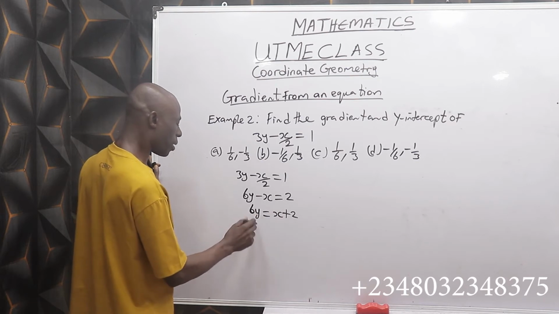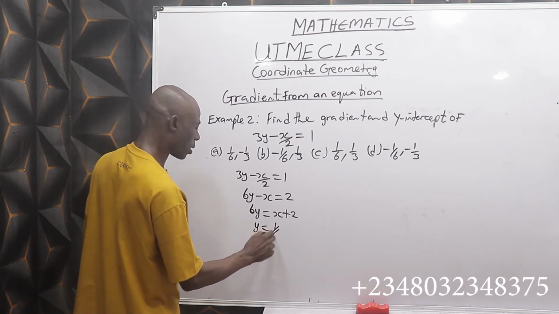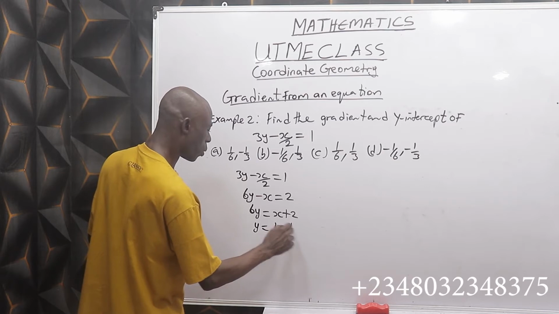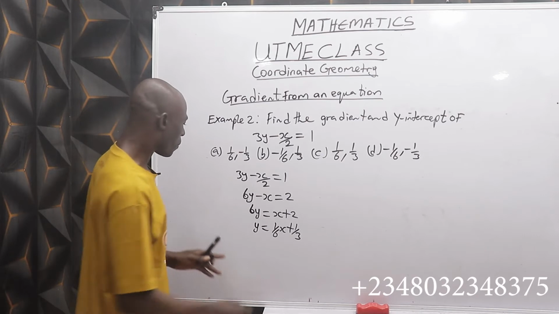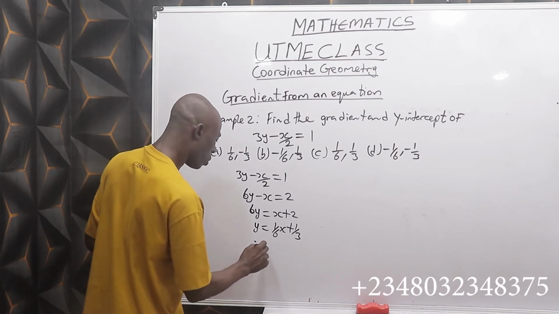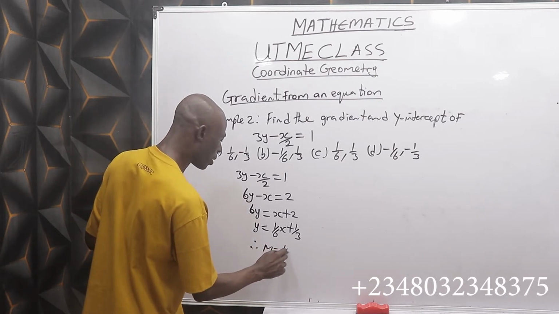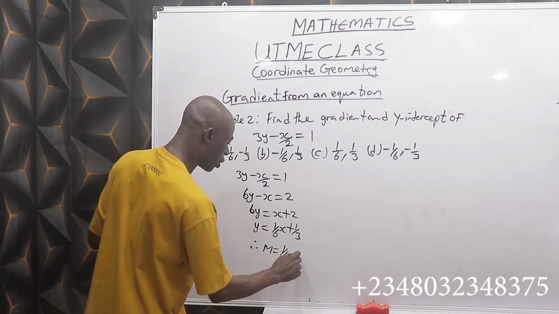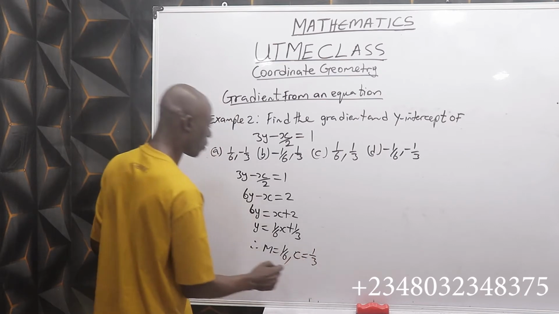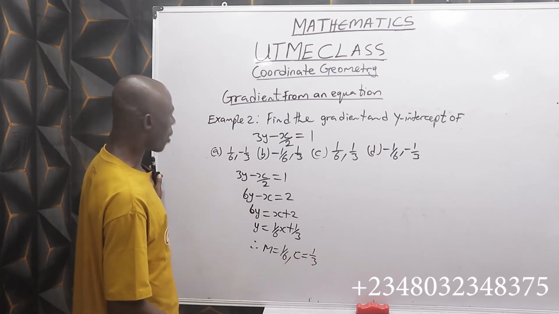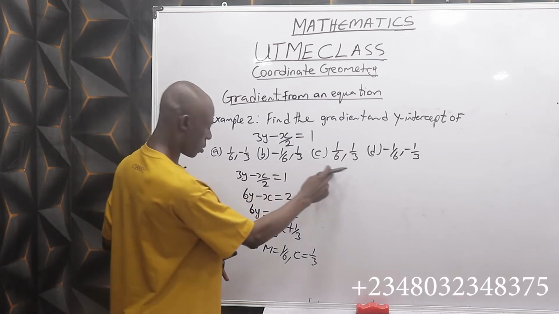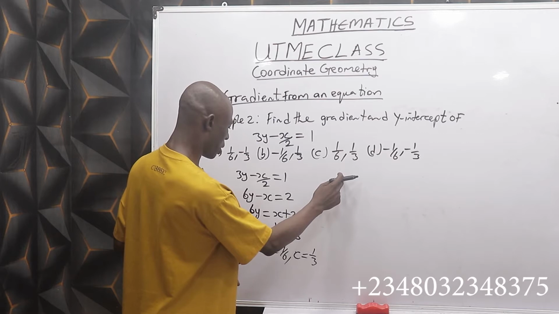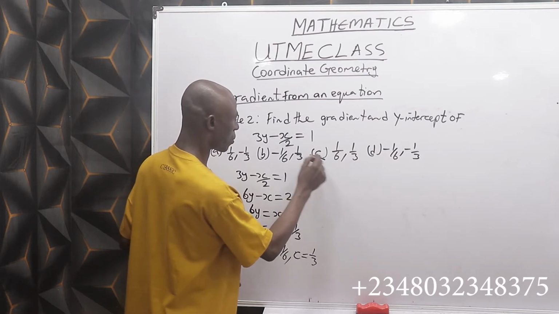Dividing both sides by 6, we have y equals 1 over 6 x plus 1 over 3, because 2 over 6 is 1 over 3. Therefore, m is 1 over 6. C, the y-intercept, is 1 over 3. So 1 over 6, 1 over 3. A is not the answer. The correct answer is option C.